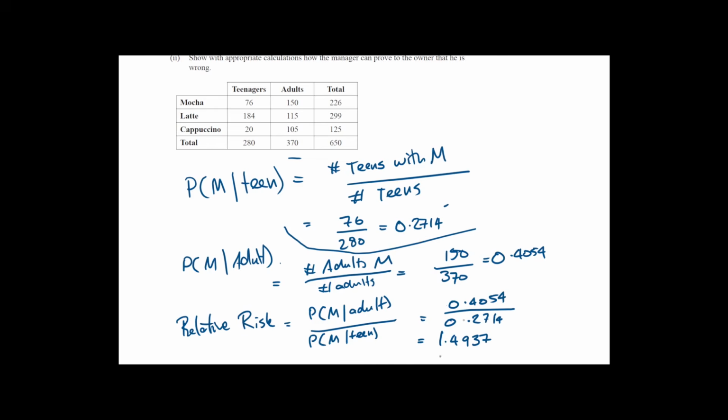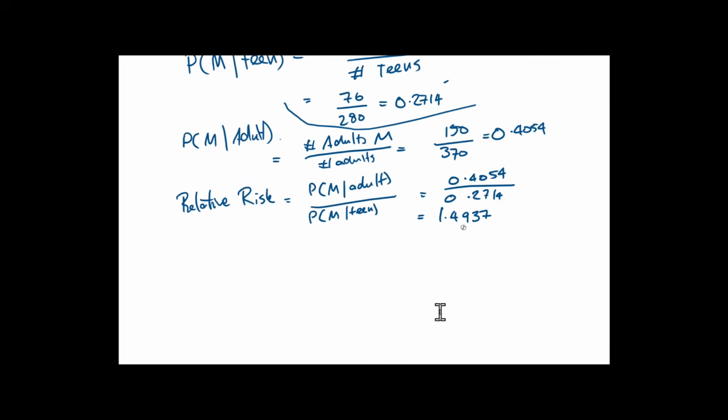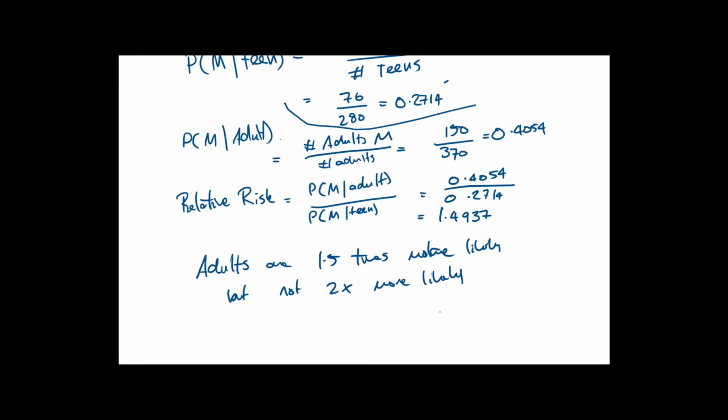So yeah, adults are, let's say, 1.5 times more likely, but they're not 2 times more likely, or some variation of that.